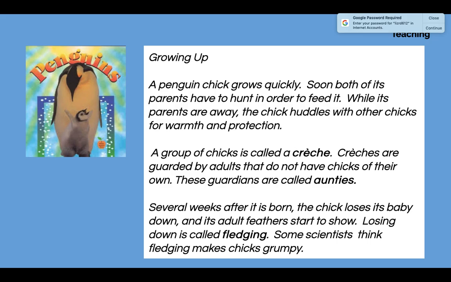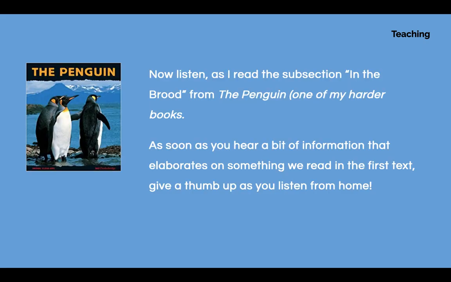A penguin chick grows quickly. Soon, both of its parents have to hunt in order to feed it. While its parents are away, the chick huddles with other chicks for warmth and protection. A group of chicks is called a creche. Creches are guarded by adults that do not have chicks of their own. These guardians are called aunties. Several weeks after it's born, the chick loses its baby down, and its adult feathers start to show. Losing down is called fledging. Some scientists think fledging makes chicks grumpy.